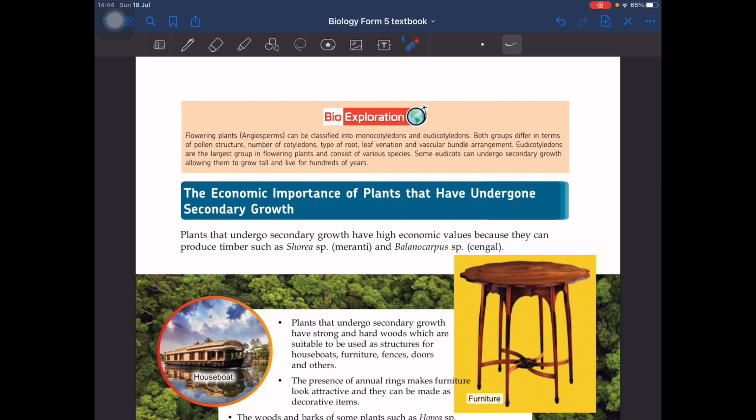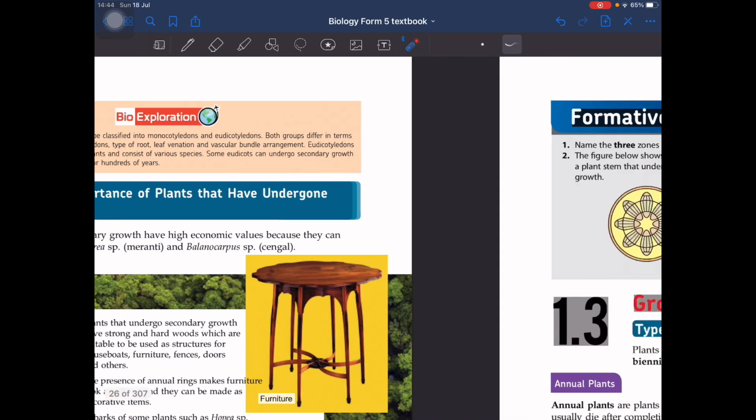So that's why I think I've mentioned it before early on, between primary and secondary growth, where most eudicots go through secondary growth. Now grow tall and live for 100 years. Yeah, so that is 1.2.